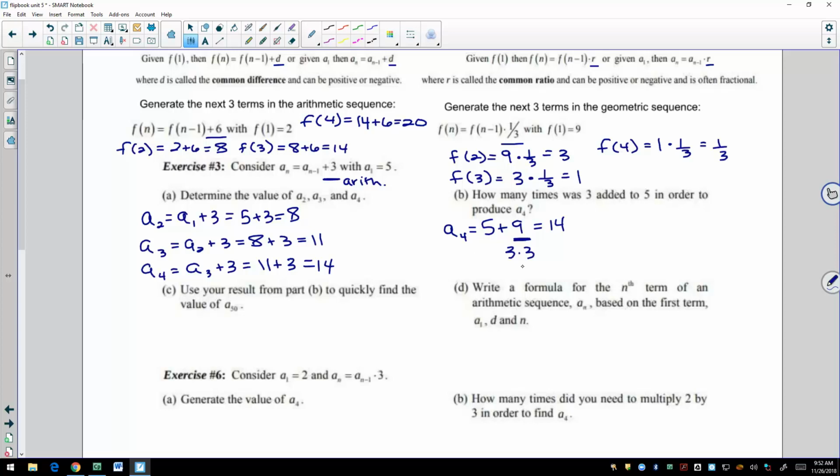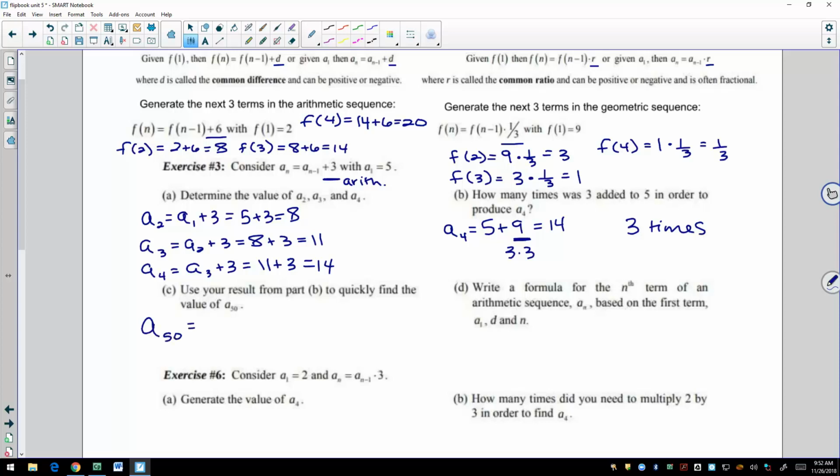So it's always one less. So this answer is 3 times. If you were finding a sub 100, you would add 3 99 times. So use your result to find a sub 50 quickly.